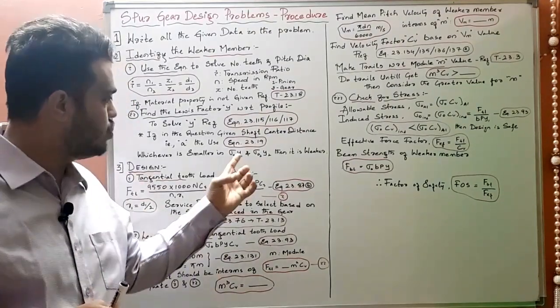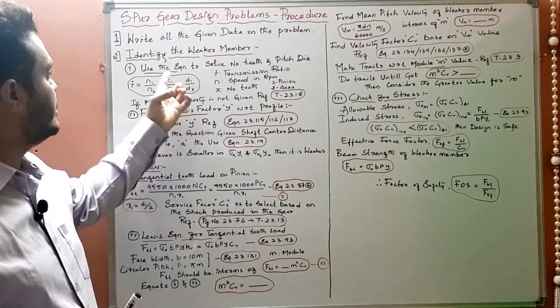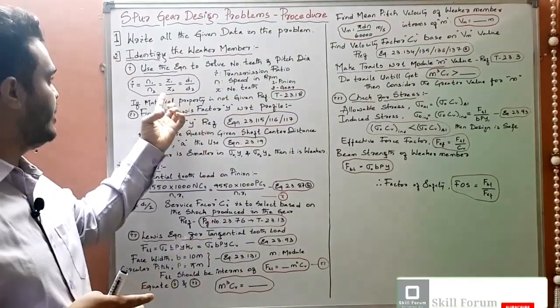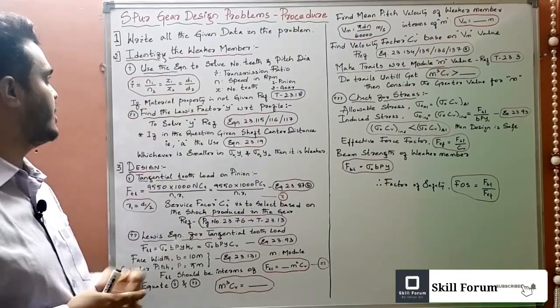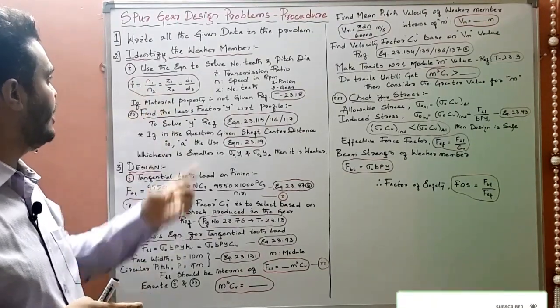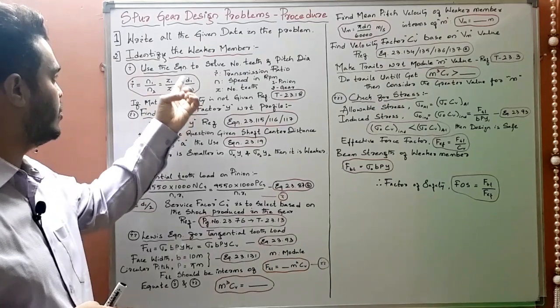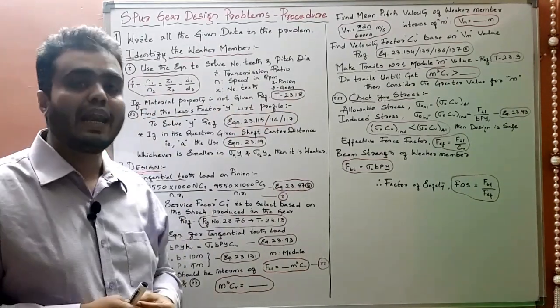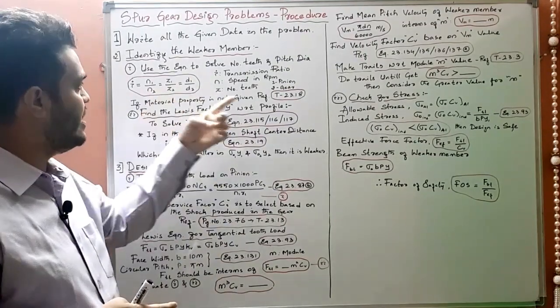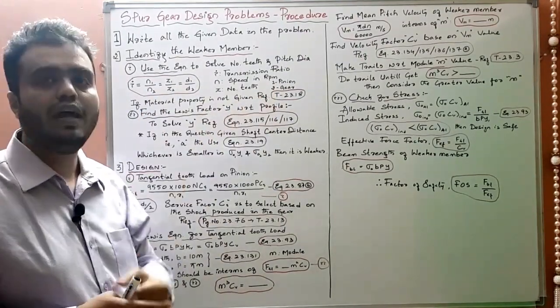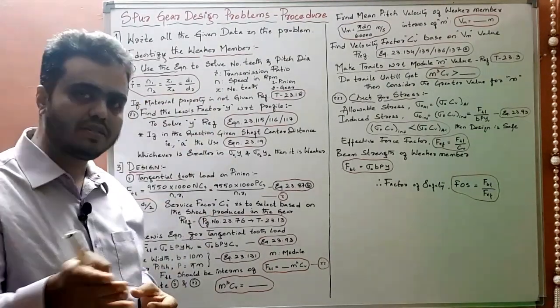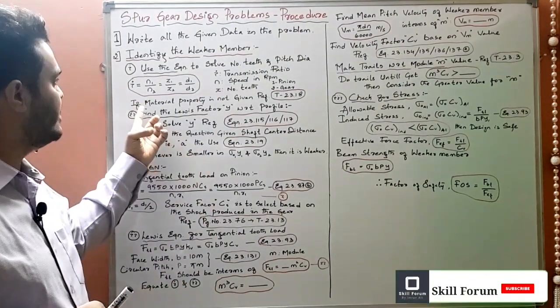To identify those parameters, first we need to find the number of teeth and pitch diameter. For that we use this equation: i is equal to n1 by n2 is equal to z1 by z2 is equal to d1 by d2. Using these relations we find the required data. Suffix 1 is for pinion and suffix 2 is for gear. Once you find the number of teeth as well as the pitch diameter, the next thing is the material.